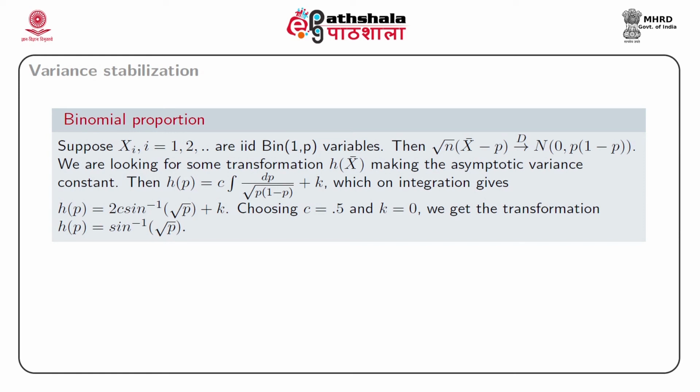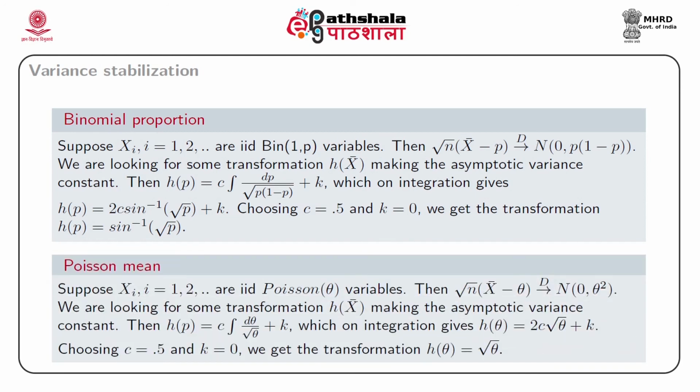Now, choosing c equal to 0.5 and k equal to 0, we get the transformation, that is the angular transformation for binomial proportion, given by sine inverse square root of p. Next comes the Poisson mean. Suppose X_i are IID Poisson theta variables, then it is well known that the large sample distribution of x bar is again normal with variance theta square, and we are looking for some transformation making the asymptotic variance independent of theta.